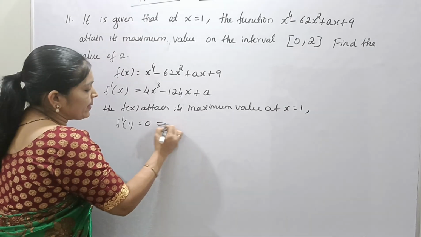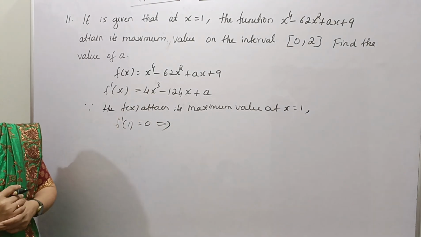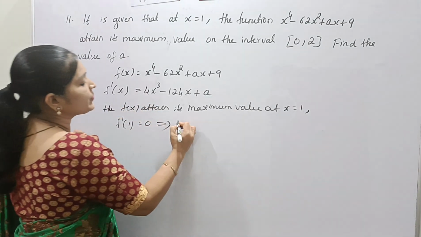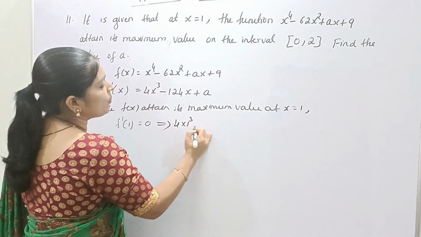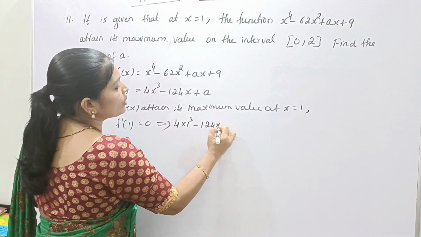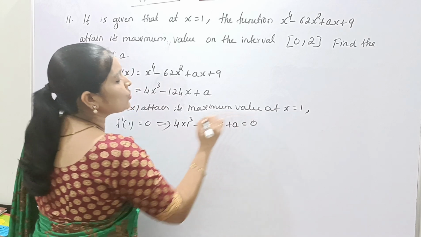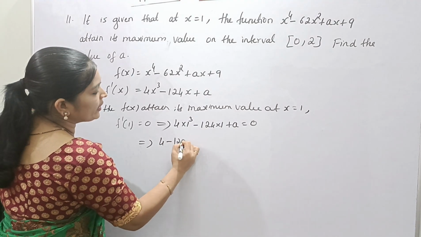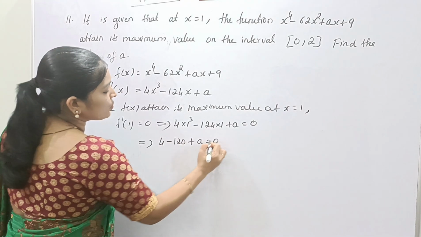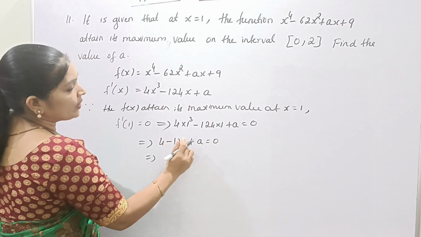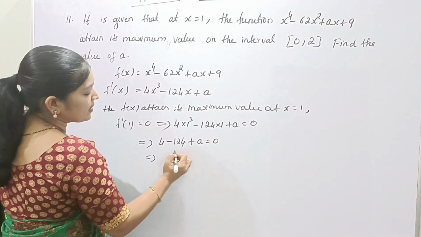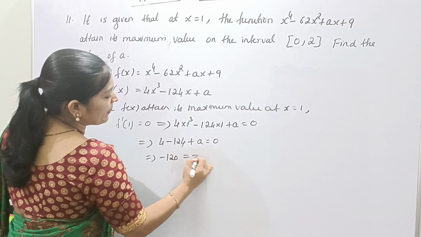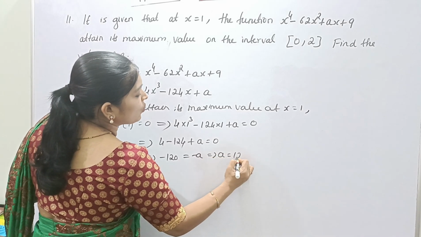So in this case we can find the value of a. f dash of 1 is equal to 0. What is f dash of 1? 4 into 1 cube minus 124 into 1 plus a, that is equal to 0. That implies 4 minus 124 plus a is equal to 0. So it will be minus 120 is equal to minus a, that implies a is equal to 120.